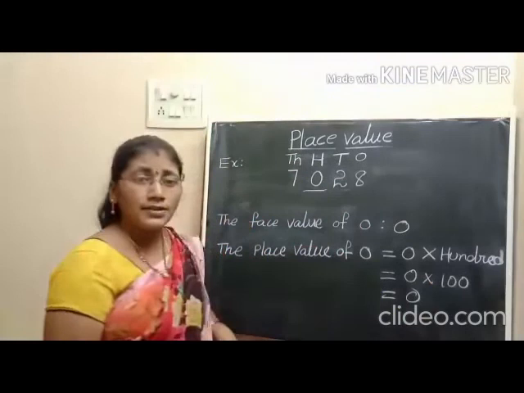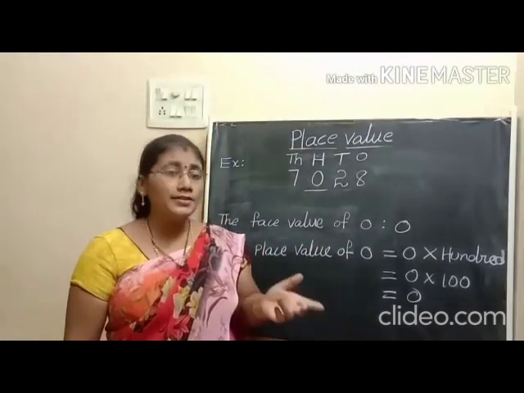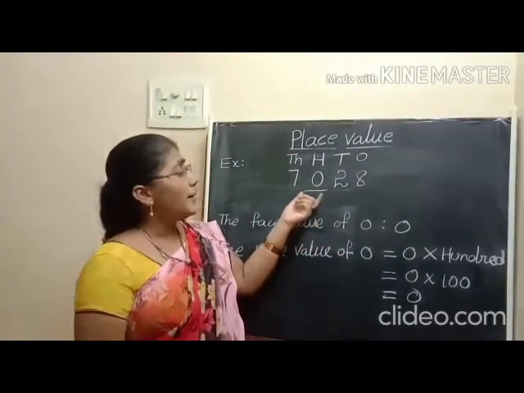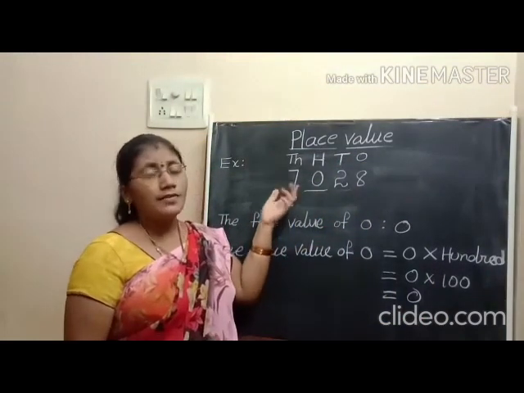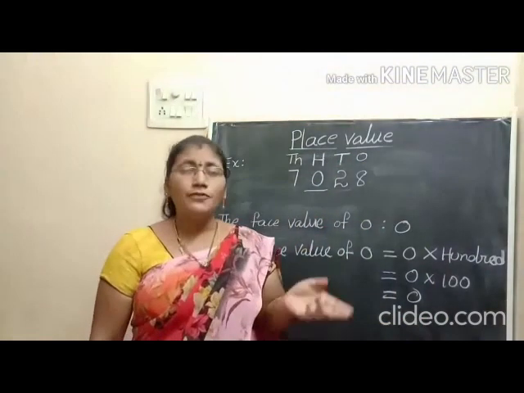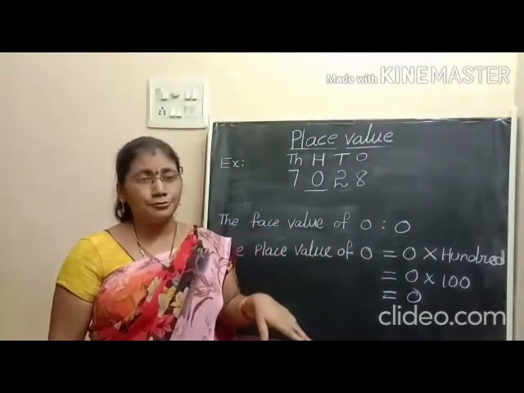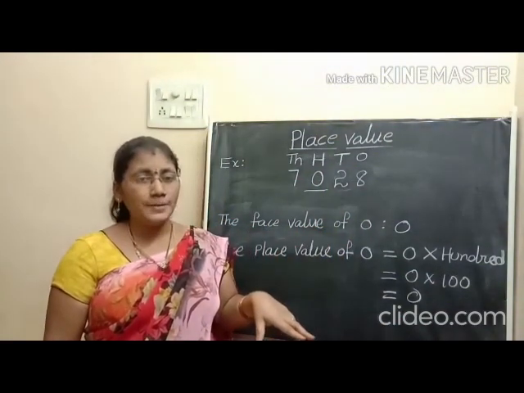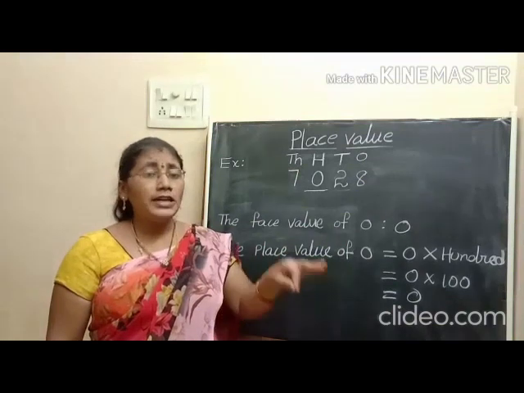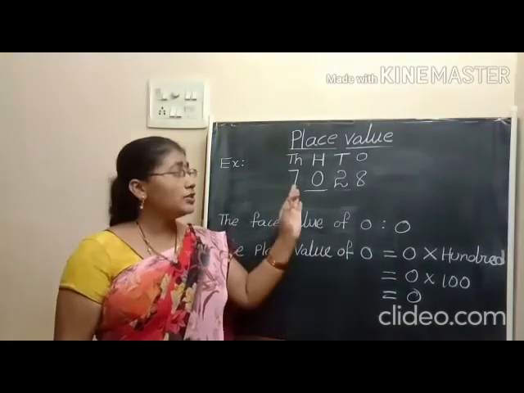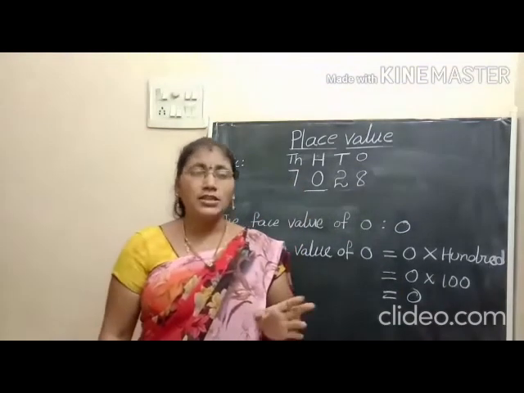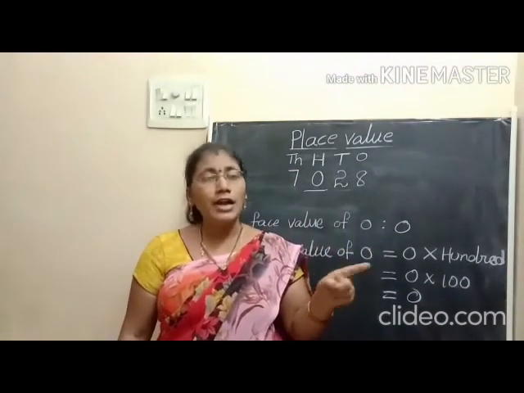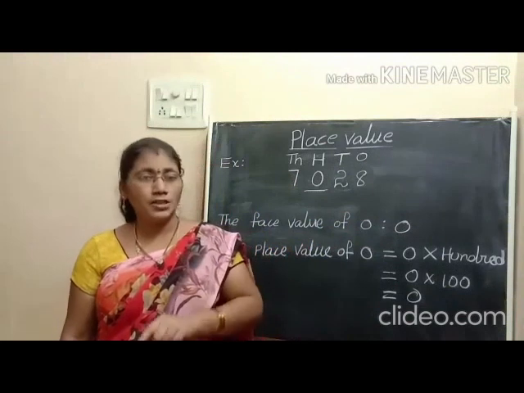Like that, if you change the place of the 0 from hundreds to thousands, there is no change in face value and place value. Understood, children? Even though there is a change in place of the digit 0, there is no change in both face value and place value of 0.